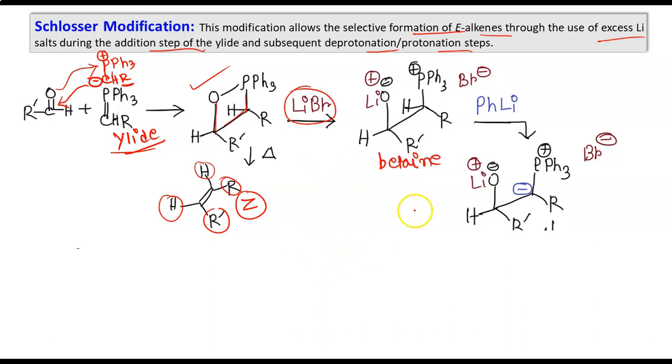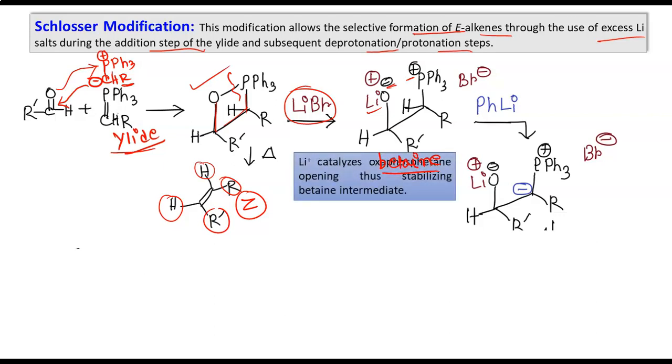So this betaine intermediate will be stable because now Li+ is attached to O-. Now there is negative charge over oxygen and positive charge over phosphorus. So this bond is basically broken, and this type of betaine intermediate is now stable because of this lithium bromide reagent. So here lithium catalyzes oxaphosphetane opening.